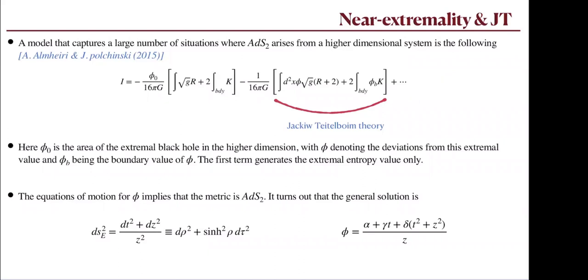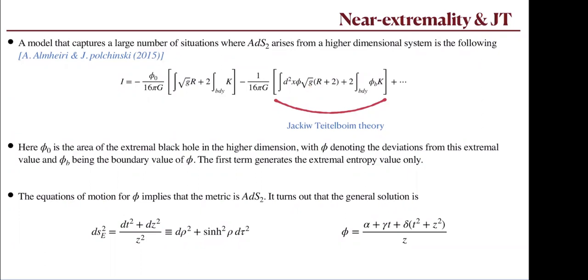So this kind of form, in the sense that since you are in 2D, this term is totally fixed. The only extra information you can see from here is this phi. If you're coming out of, let's say, an extremal black hole in some higher dimension, you reduce it dimensionally to the near horizon, coming to the AdS2 only. In that case, this phi naught sitting here is basically the area of the extremal black hole in the higher dimension, and phi denotes the deviation from this extremal value.